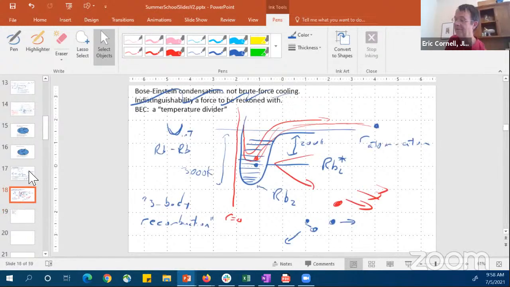Okay, so can I ask a follow-up question to that effect? Please do. Why does the third atom that comes and interacts with the two atoms that are colliding take away so much energy? Oh, good question. I'm going to make a new slide for it.